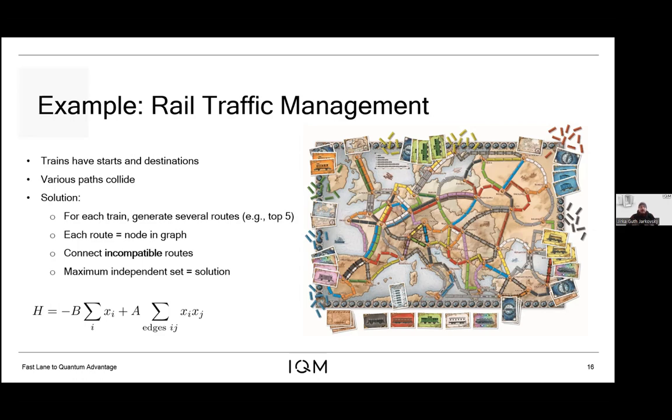Now, this is a very complicated problem. There are a lot of constraints. It's definitely not in the QUBO form. It's definitely not quadratic unconstrained binary optimization. But there's a way, again, in which we can transform it. And the solution looks like this.